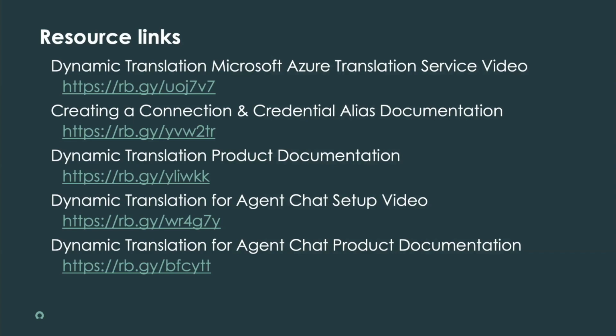There are a few videos here. So the dynamic translation for Microsoft, that goes really into the details of how to get the API key and how to make sure you're using the right connection URL. And then we have more information on dynamic translation if you'd like to implement it on forms. And also the handy dynamic translation for agent chat setup video that Victor mentioned earlier, and some awesome detailed documentation on our prod doc site.